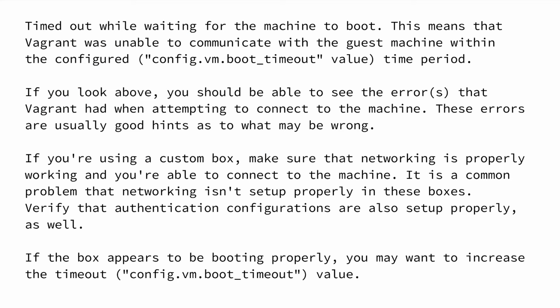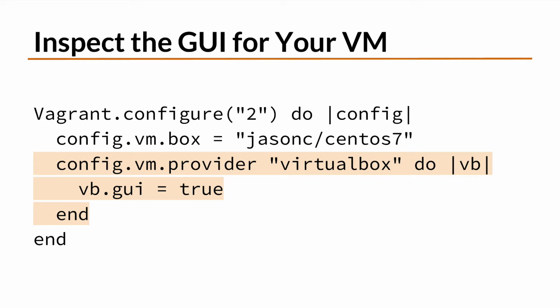Another reason you might see the previous error message about the config.vm.boot_timeout setting is because the virtualization settings for your processor haven't been enabled in your BIOS. You can confirm this by looking at the Virtualbox window for your virtual machine, also known as the GUI or graphical user interface. The easiest way to do that is to add the configuration on your screen to the Vagrant file and then run Vagrant Reload.